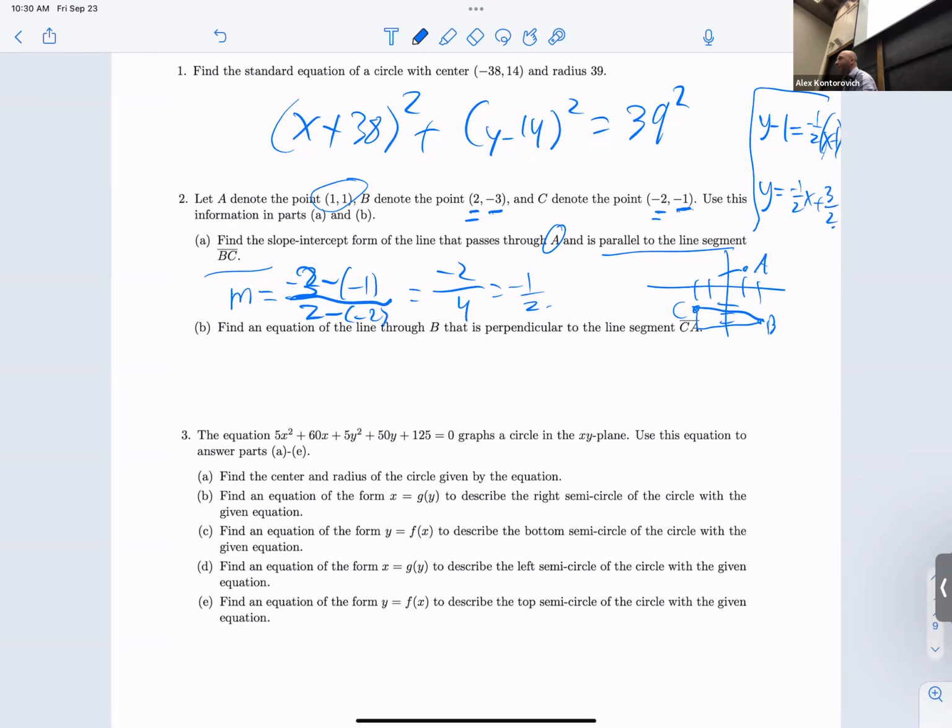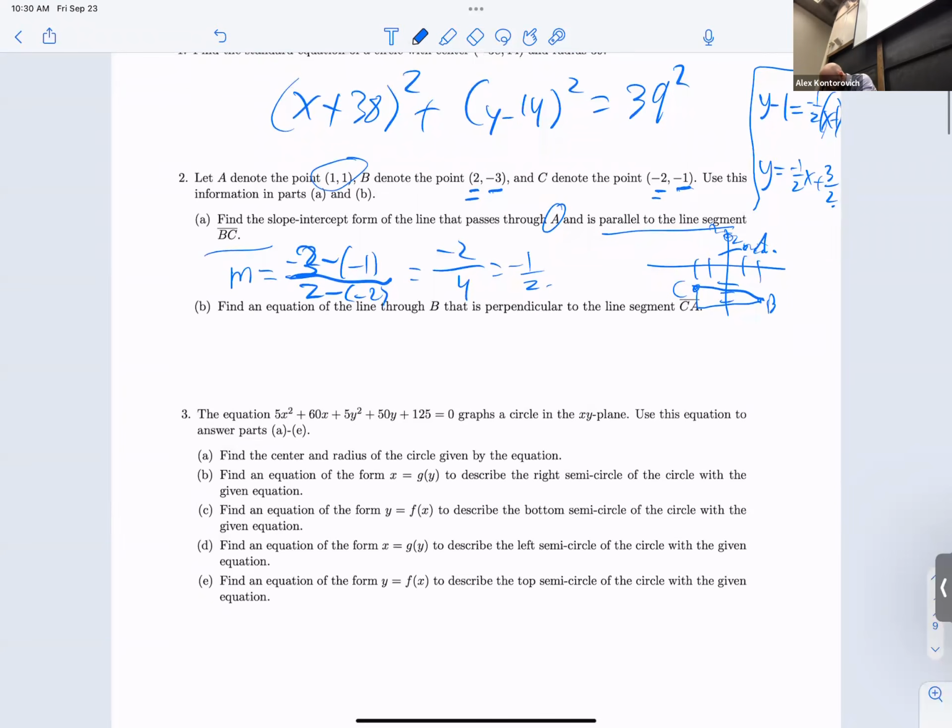I hope you guys are checking that I'm right. And that looks roughly right, because if I think about the line parallel to that, it's going to go a little higher than wherever A was. Good. Next. So that burned a minute. That took some time.